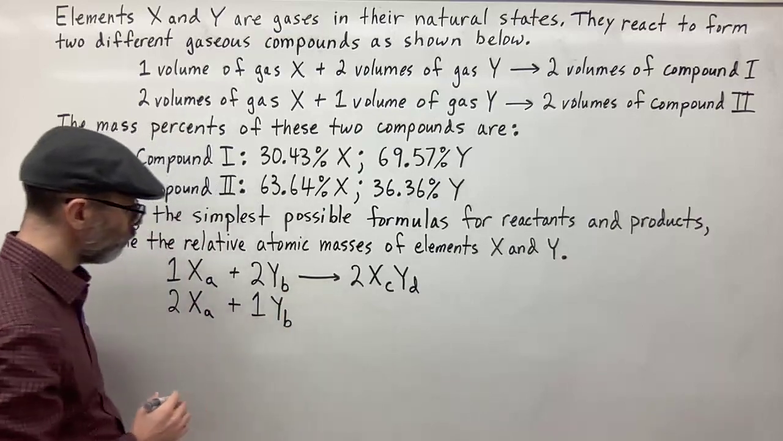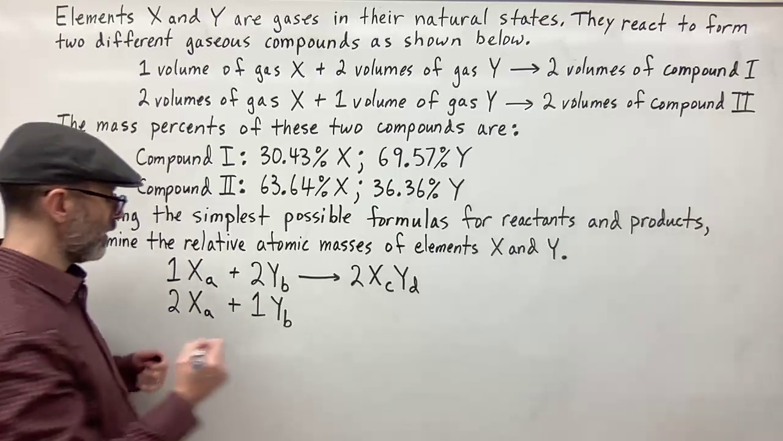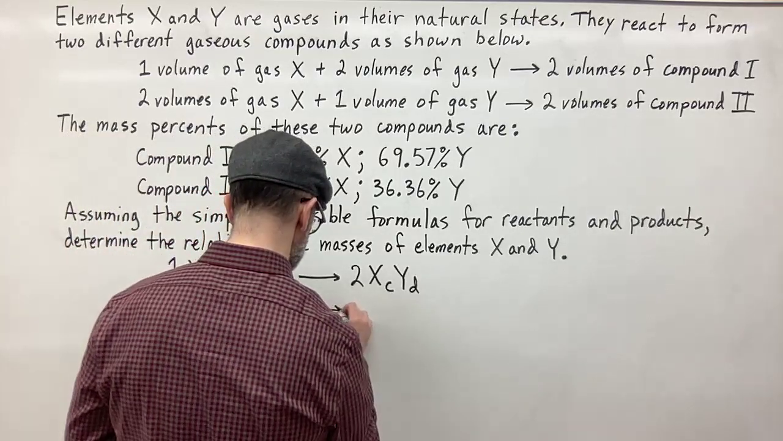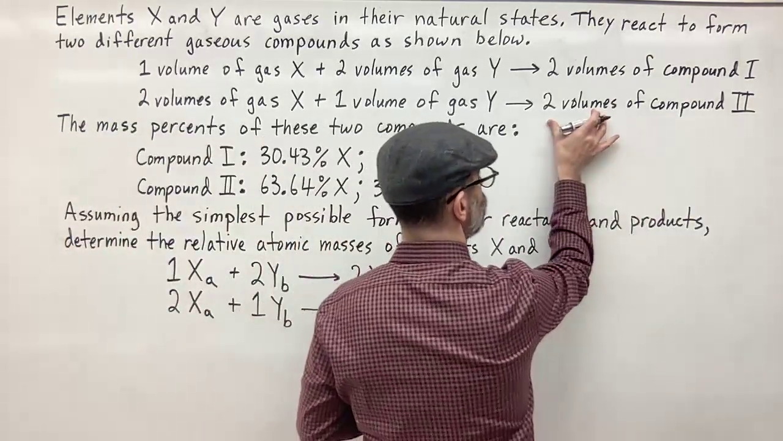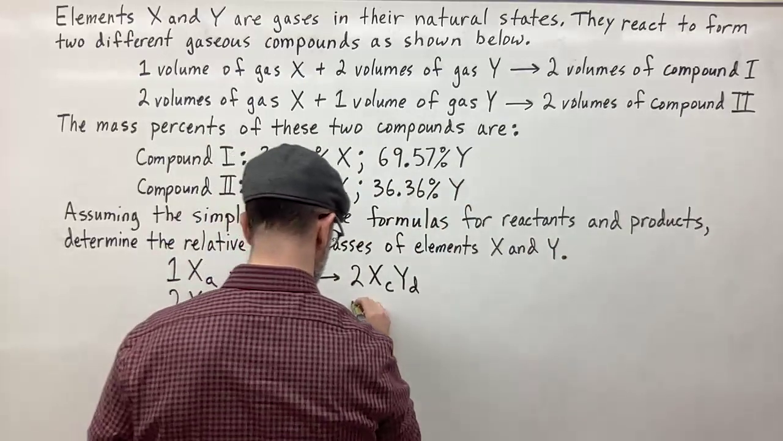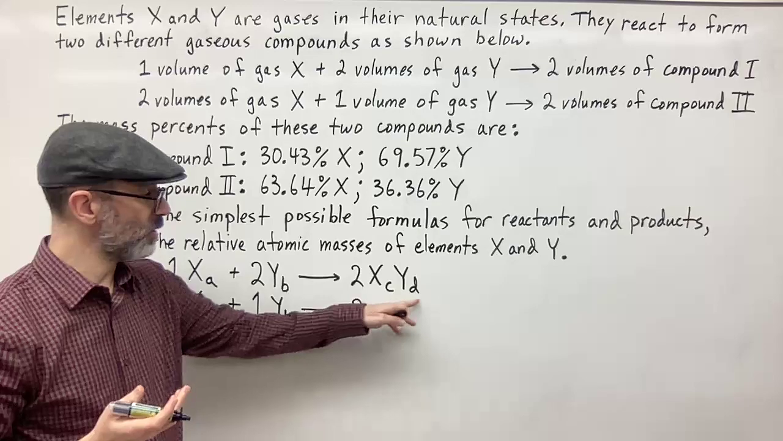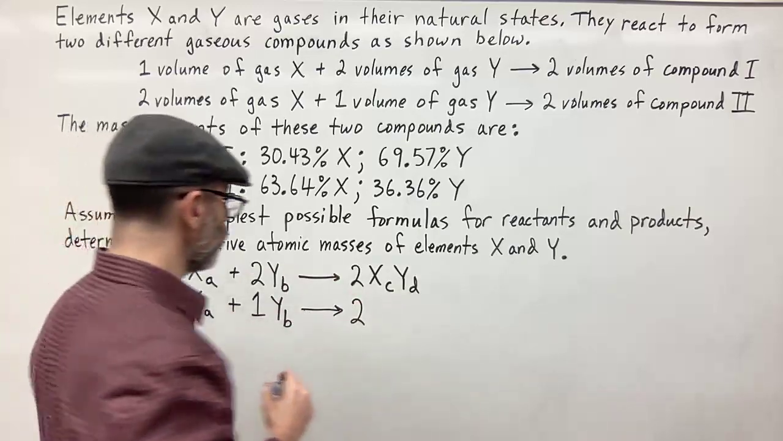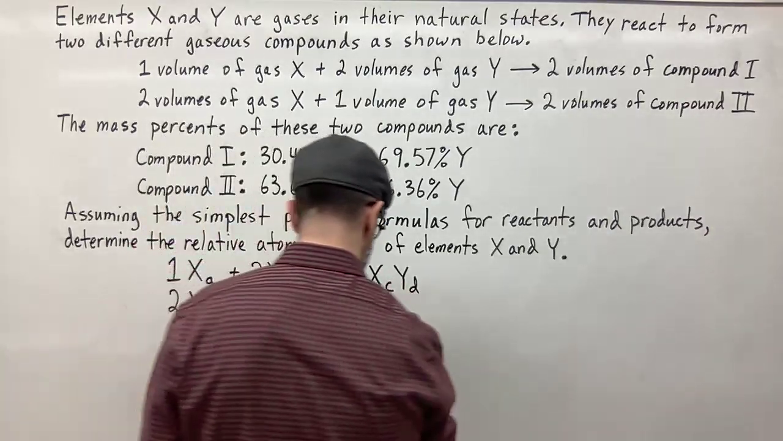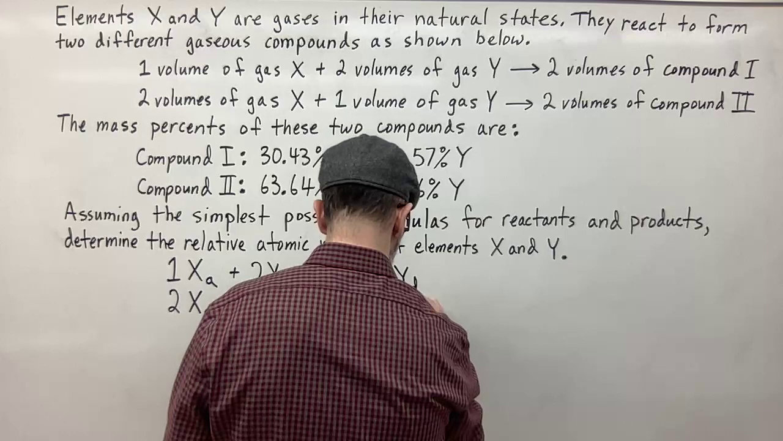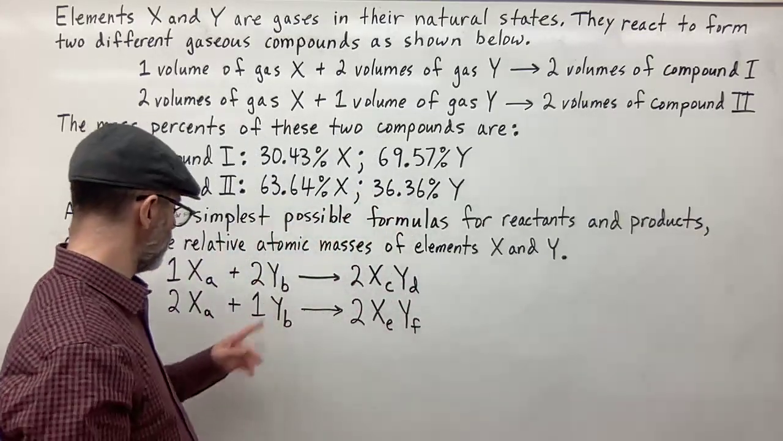We don't know what the formula for y is. So we're going to have B there. And then that's going to produce compound 2. So again, it's going to be 2 volumes of compound 2. So 2. But since this compound is different, we can't assume that the subscripts are going to be the same. So we need different letters for these subscripts. So it'll be X, and then since we stopped at D, this will be E, and then Y would be F. So A, B, C, D, E, and F.